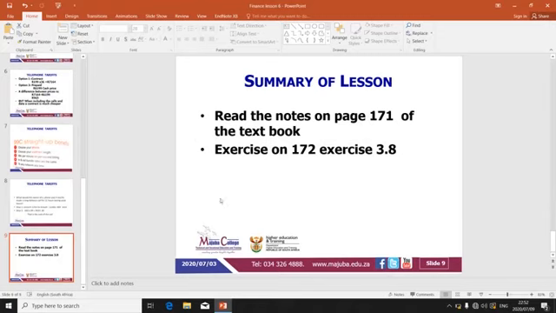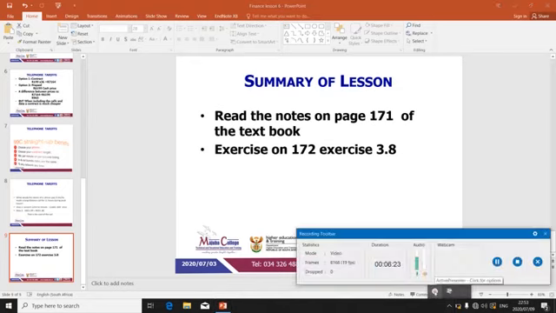So you have to do a lot of these exercises for your practice. Read the notes on page 171 of the compulsory textbook and do the exercise on page 172, which is Exercise 3.8. And that is the end of our lesson.